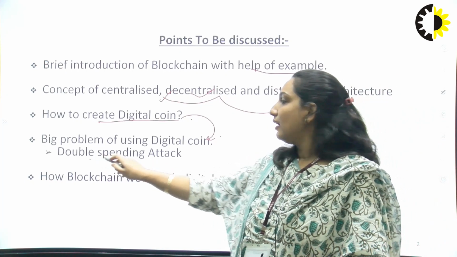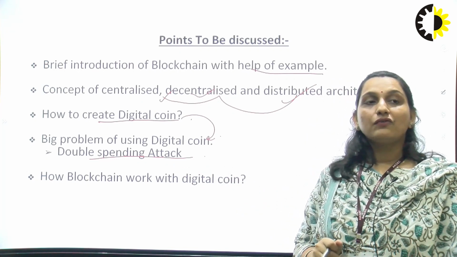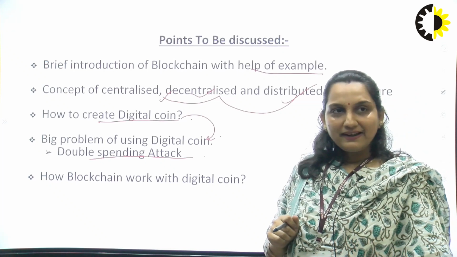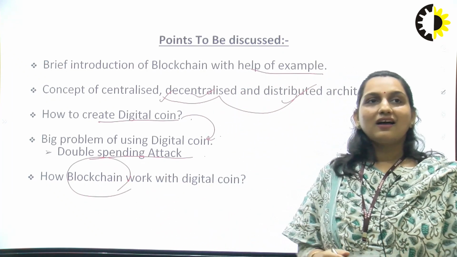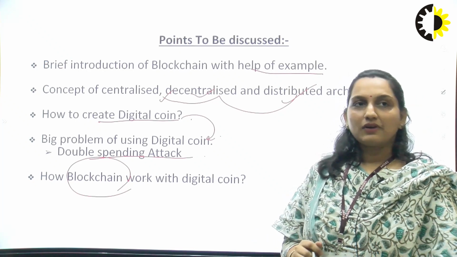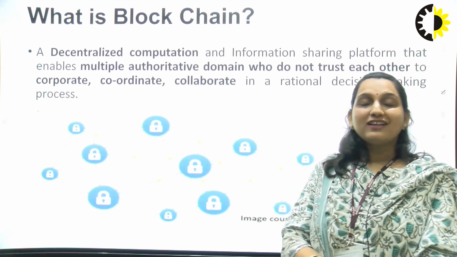Then we will see the big problem of using a digital coin, which is called the double spending effect, and how blockchain is used to solve it. So these are the points to be discussed in this scenario, and these are all the key points. So we will discuss what a blockchain is.